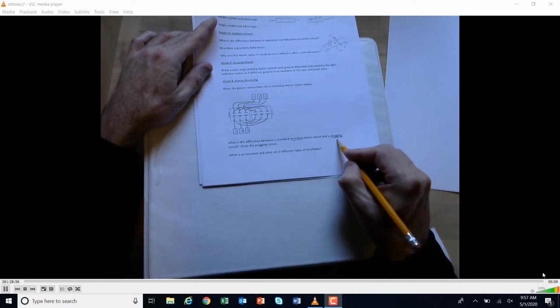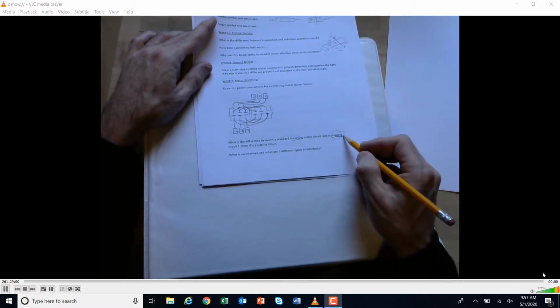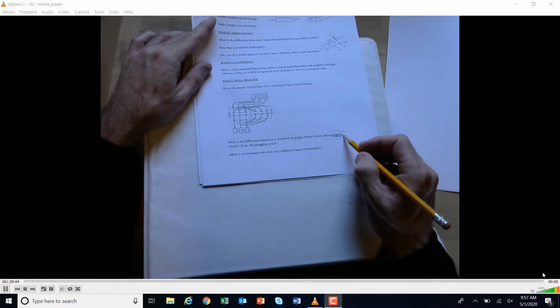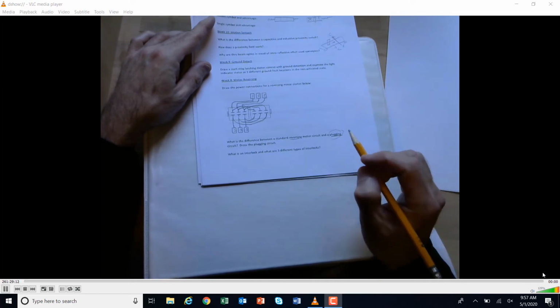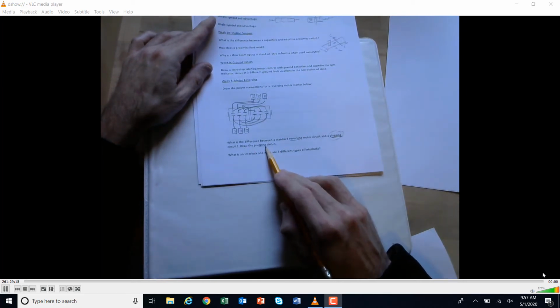You don't have to hit the stop button first. And you might plug for a while using a centrifugal switch, or you might plug using a timed relay, so that basically you would use that to slow the motor down, okay? The reverse operation. And then, draw the plugging circuit.